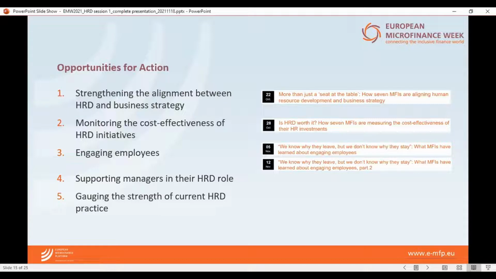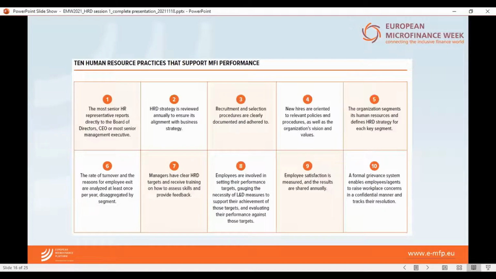In particular, there are 10 HR practices that were commonly associated with strong MFI performance, regardless of region, organizational type, age, size, or product portfolio. You'll see those 10 practices on this slide. I'll just quickly run through them and then leave it open for questions. I think that'll be the most interesting way to probe the ones that you would like more information about.